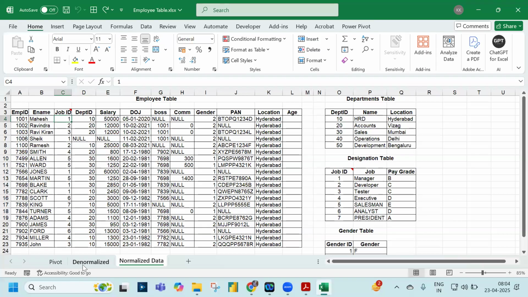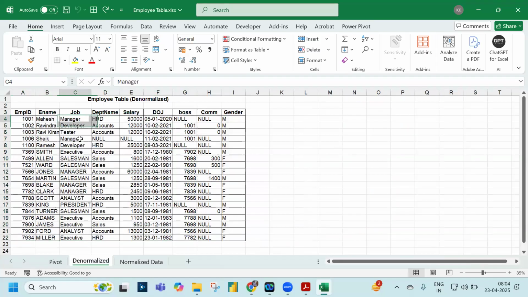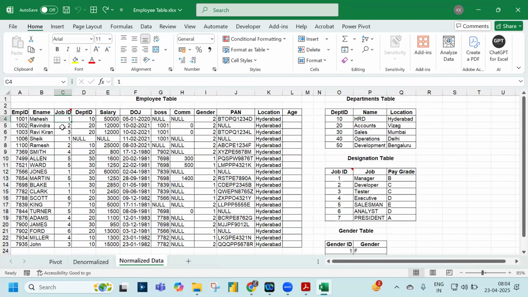Okay, what is data redundancy? Same values are repeated multiple number of times like this. You see that manager, manager, manager, but instead of writing manager multiple times, you can assign a key, like one is manager. If the same values are repeated multiple times, we can call the data redundant. But instead of repeating those values, we just assign only those keys. And using those keys, you can fetch the corresponding value as and when needed in the report.